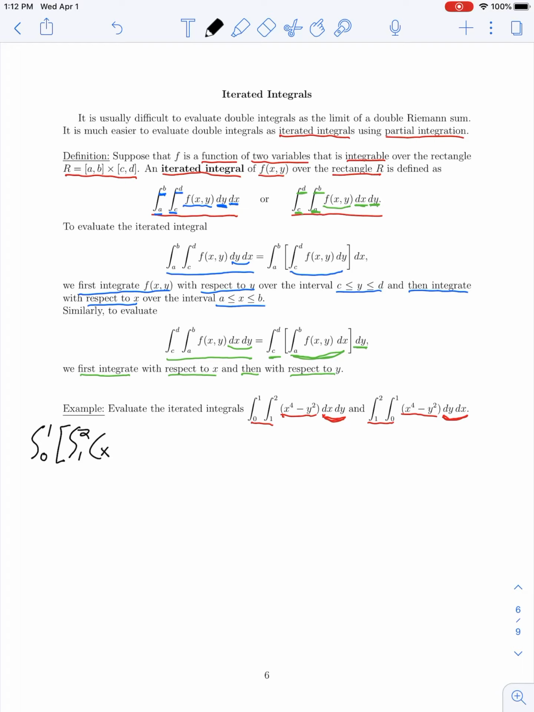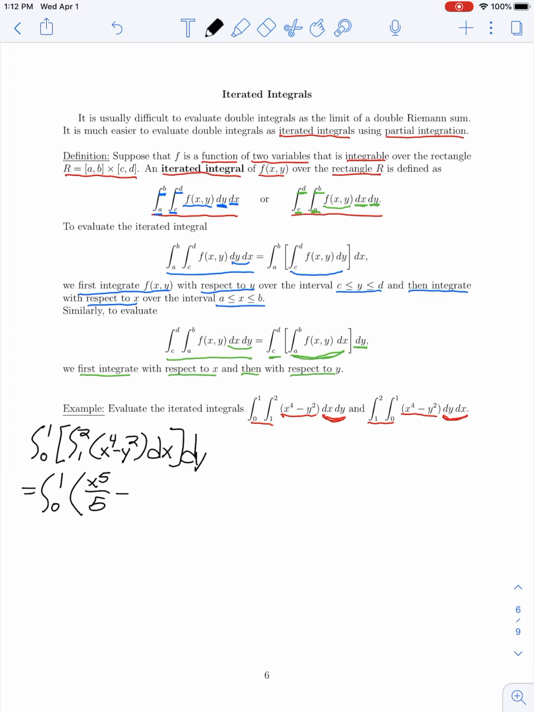So let's look at this first one. We are asked to evaluate the iterated integral from 0 to 1 and from 1 to 2 of the function x to the fourth minus y squared dx and then dy. So we start by evaluating our inner integral, that is, integrating our function with respect to x.